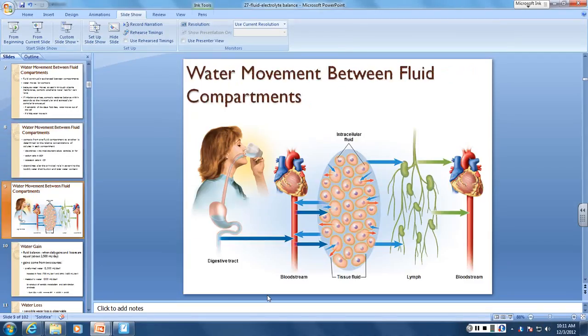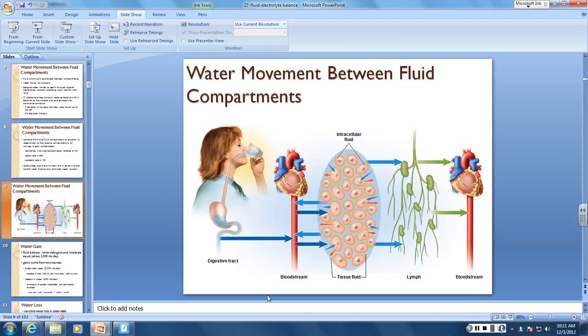Actually, I wanted to show you on this one. So when you look at this slide, what it's showing you is that water moves between these various compartments. So spend some time looking at this and making sense of it.